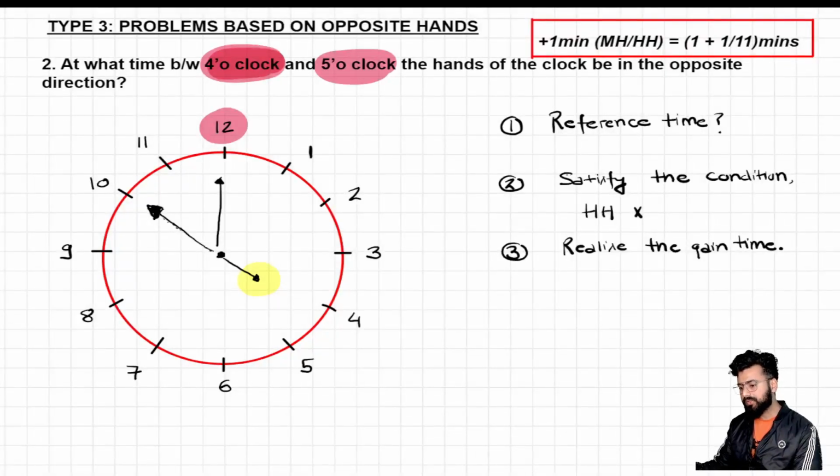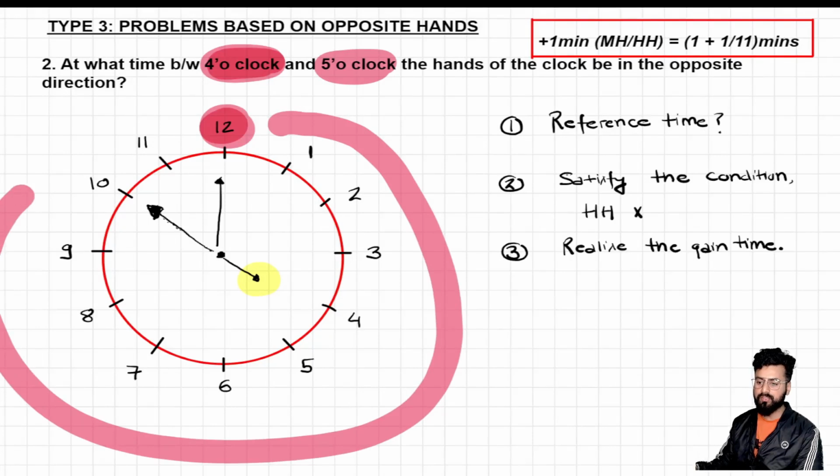Now the next step is you need to realize the gain time. Initially the minute hand was at 12, and to make the condition true you need to shift this minute hand from this position to this position. How much gain? From 12 to 10, how many gaps? 10 gaps. Value of one gap, you would say, is 5 minutes.